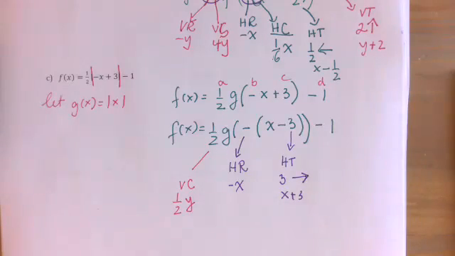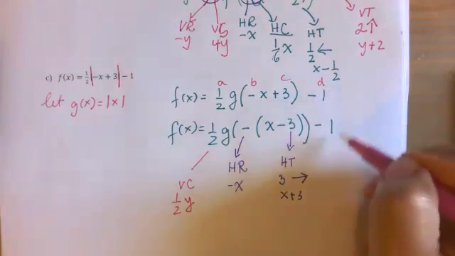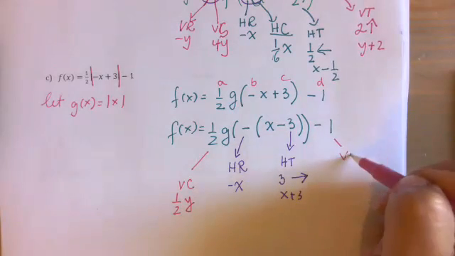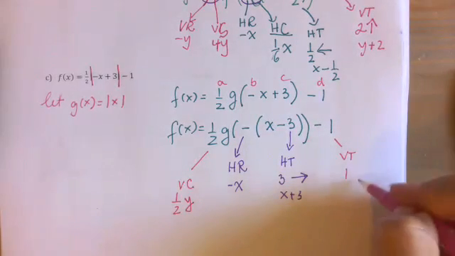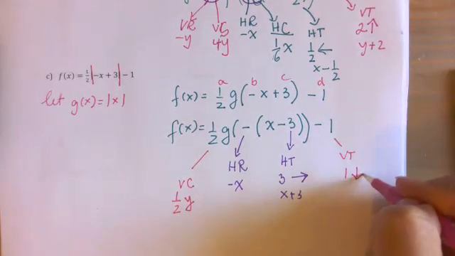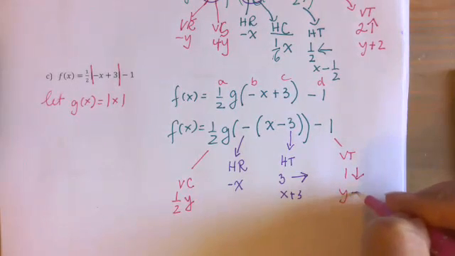And lastly, our -1 here is a D parameter. It's a vertical translation, 1 unit down, y minus 1.